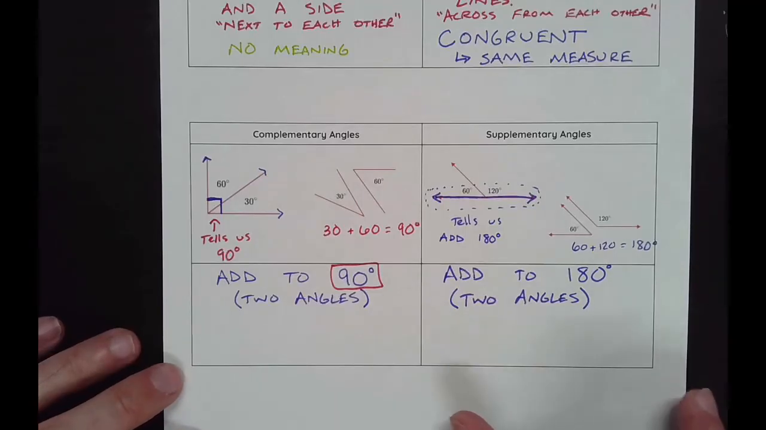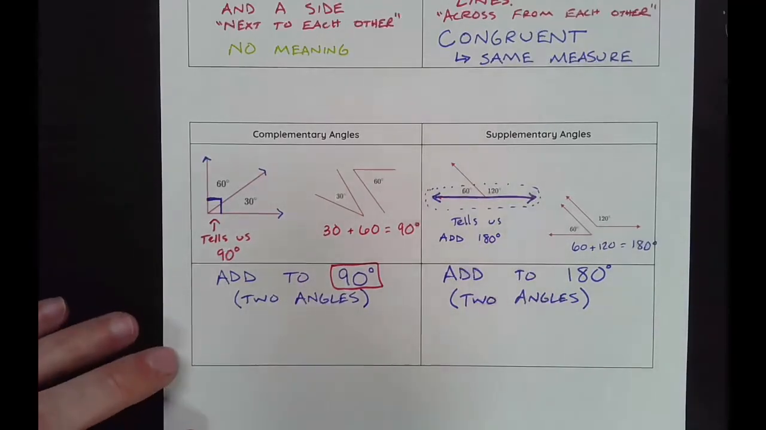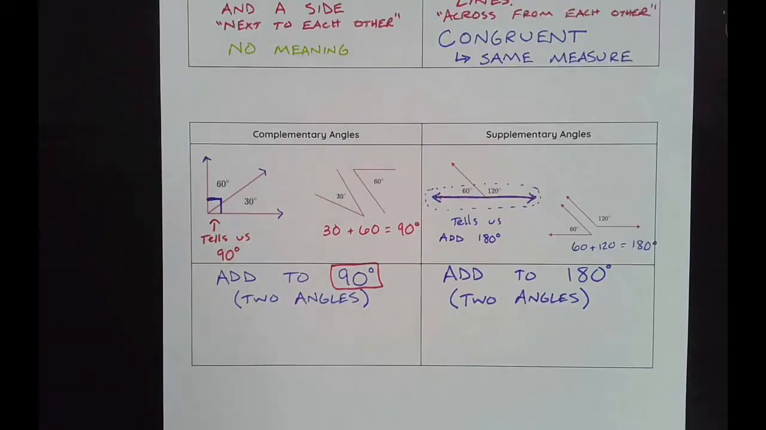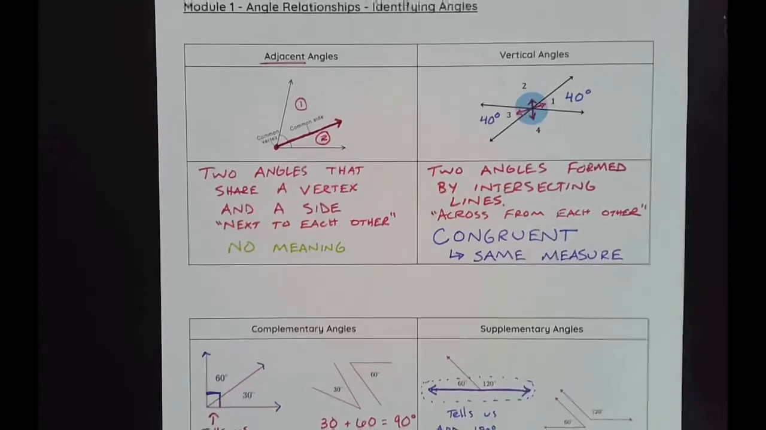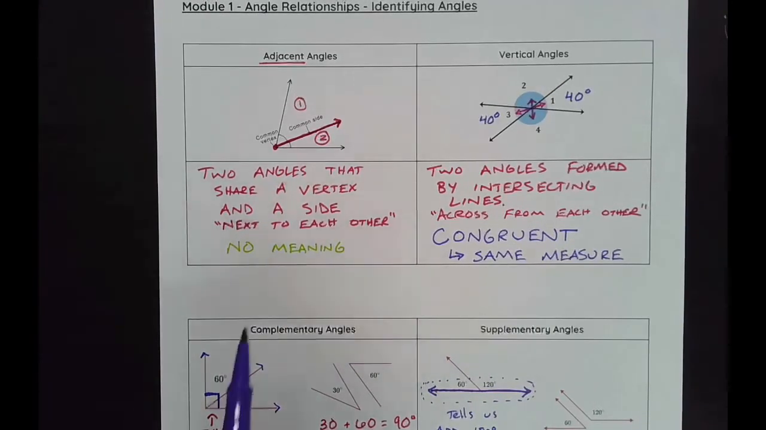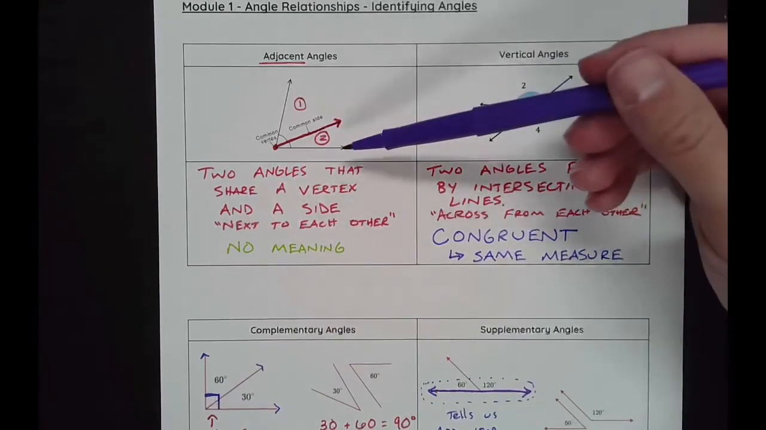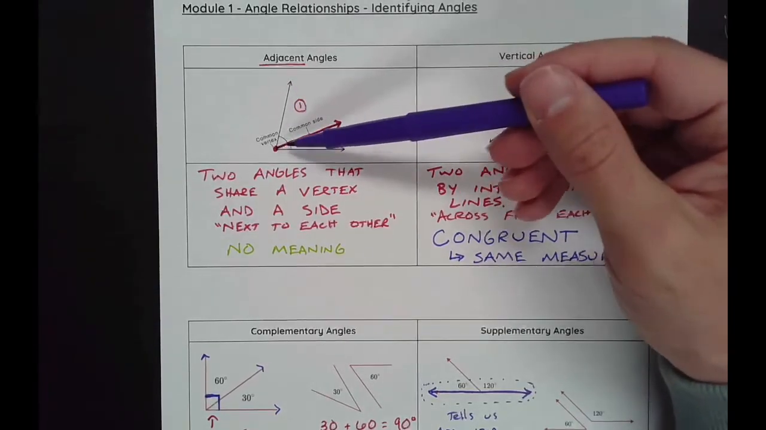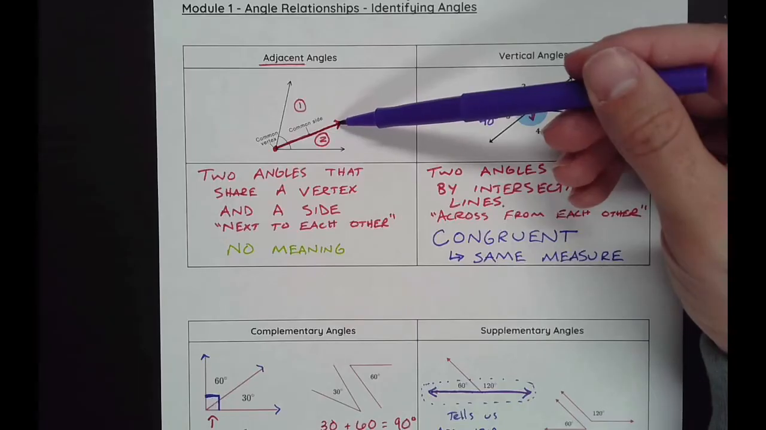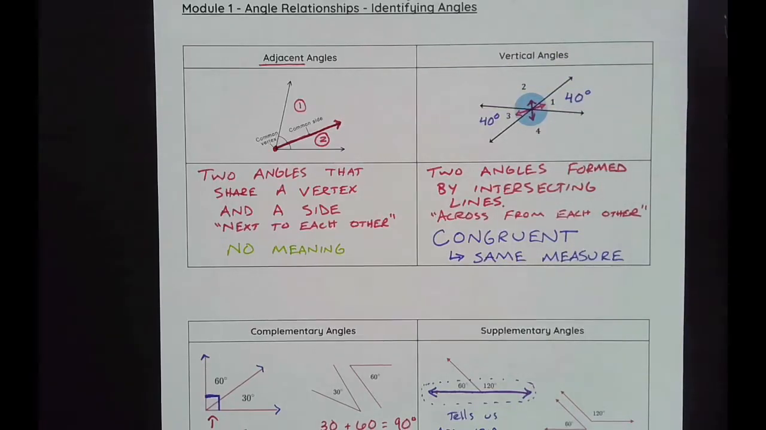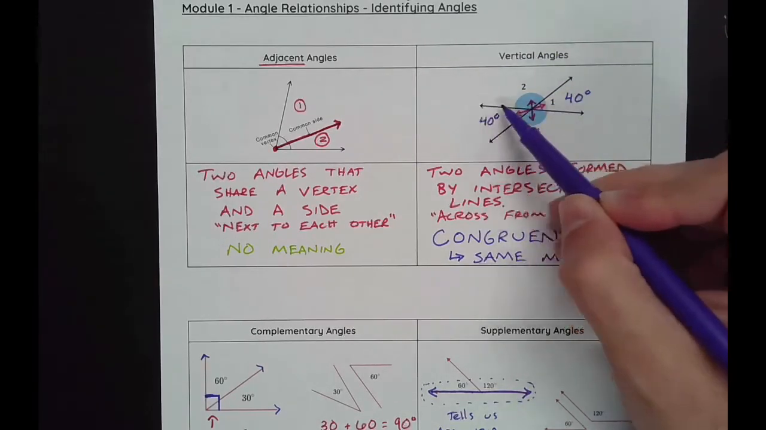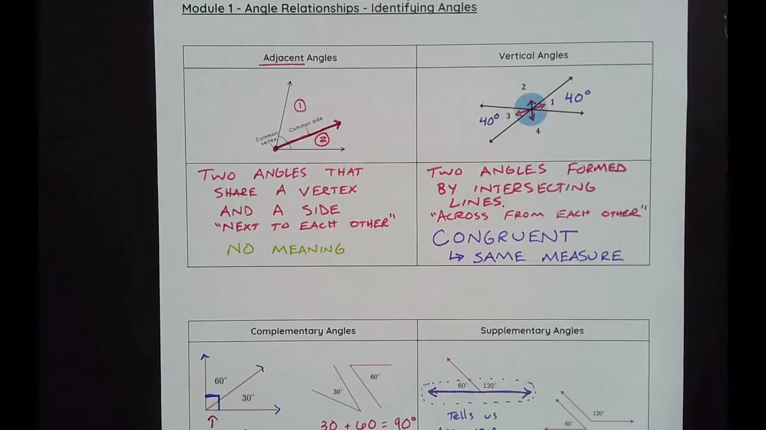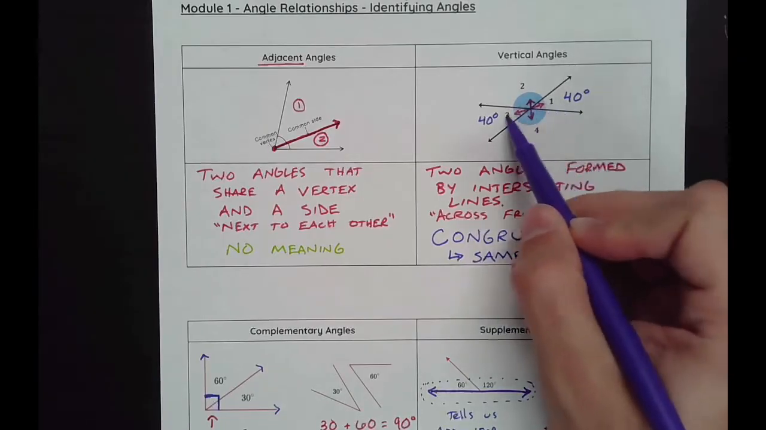So these are our examples of our 4 relationships, and we want to use these key facts. So I'm just going to go back through them one more time. For our adjacent angles, adjacent means next to. They're 2 angles smushed up to each other, sharing a vertex and one common side. Vertical angles are formed at an intersection or an X formed by those lines. The pair of vertical angles will always be across from one another.